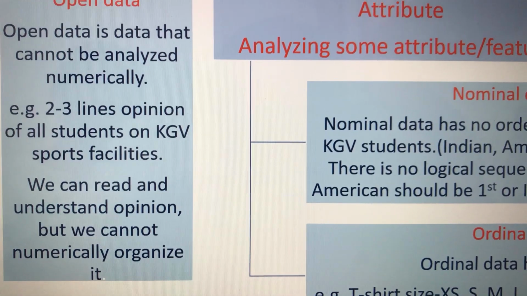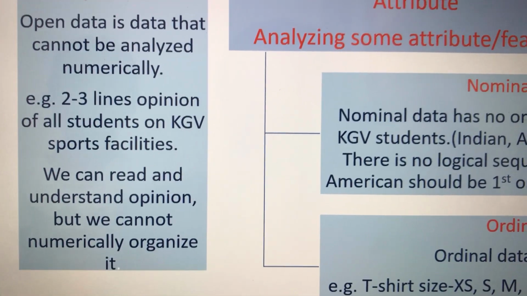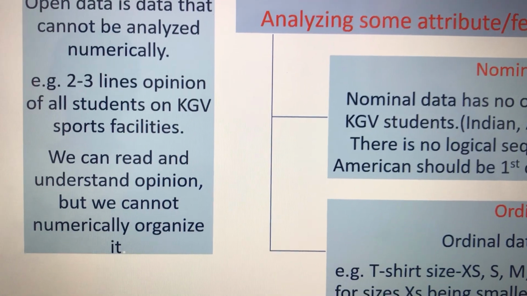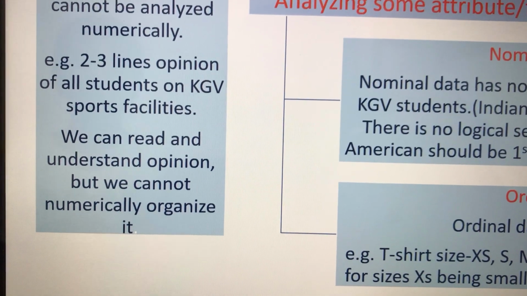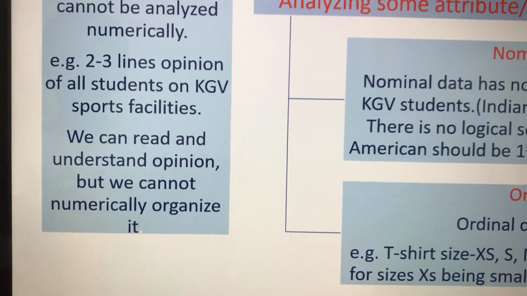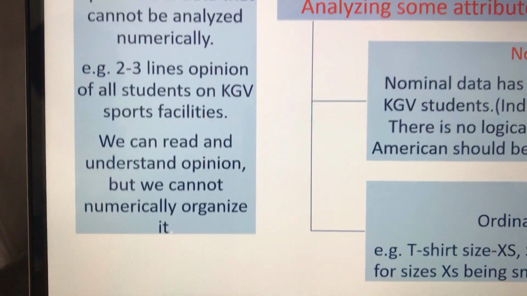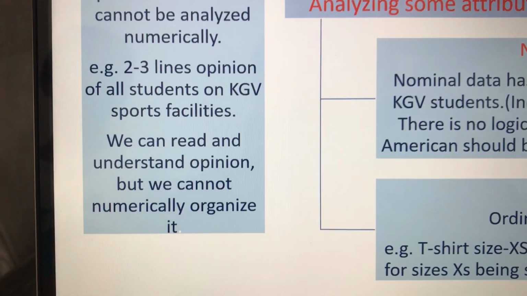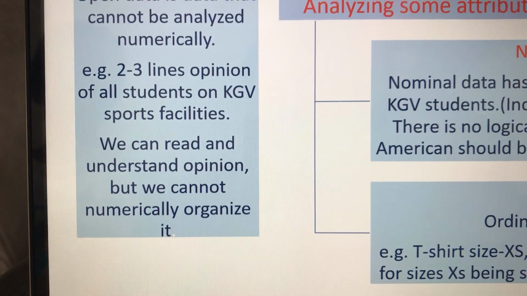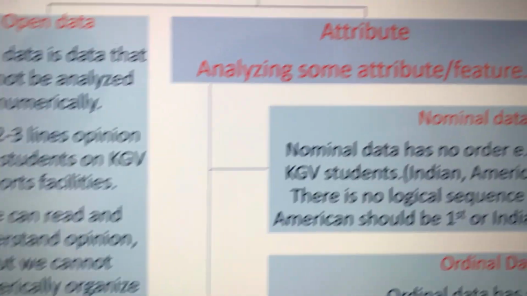I beg your pardon. Open data is data that cannot be analyzed numerically. Example, let's say you give a blank page to each year 7 and ask them to write 2 or 3 lines about KGV sports facility. Everybody will write their opinion. I can read opinion, I can understand opinion, but I cannot numerically organize it. Each one will have their own opinion. So it's open data.